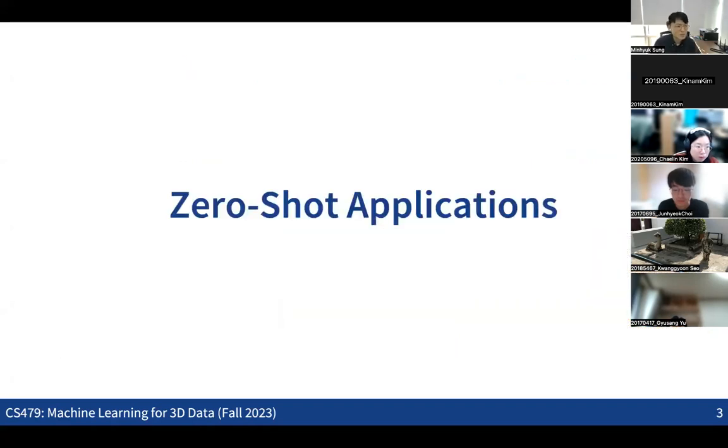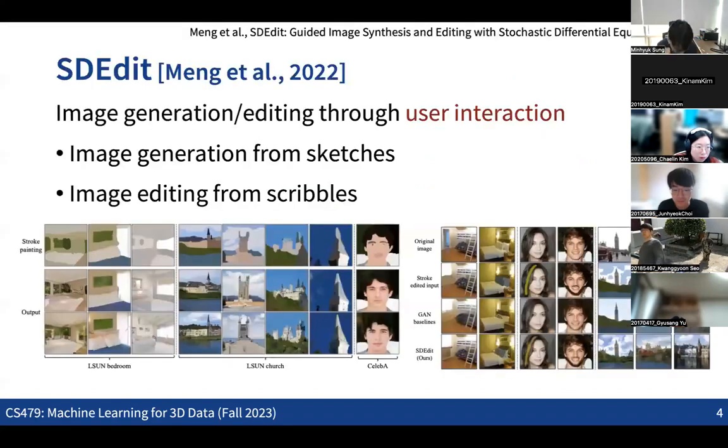For the zero-shot applications, one kind of application might be how we can do image editing using diffusion models. Here are some examples. We can allow the user to draw some strokes like this on the left-hand side. So we can allow users to draw sketches or strokes, and then we can convert those into realistic images.